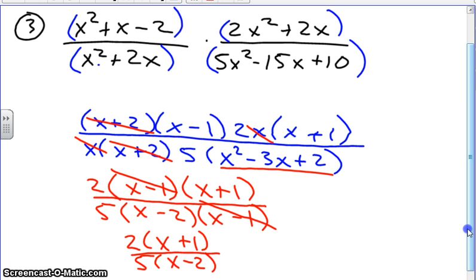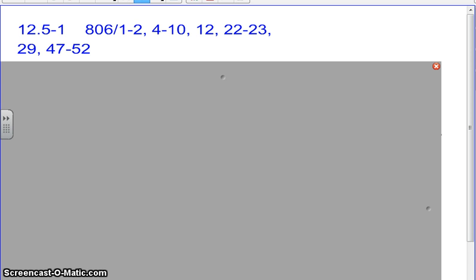And could we distribute and write it differently? Yes. But we're going to leave it in factored form. So that's good. When you find things you can solve. There you go. Have fun.